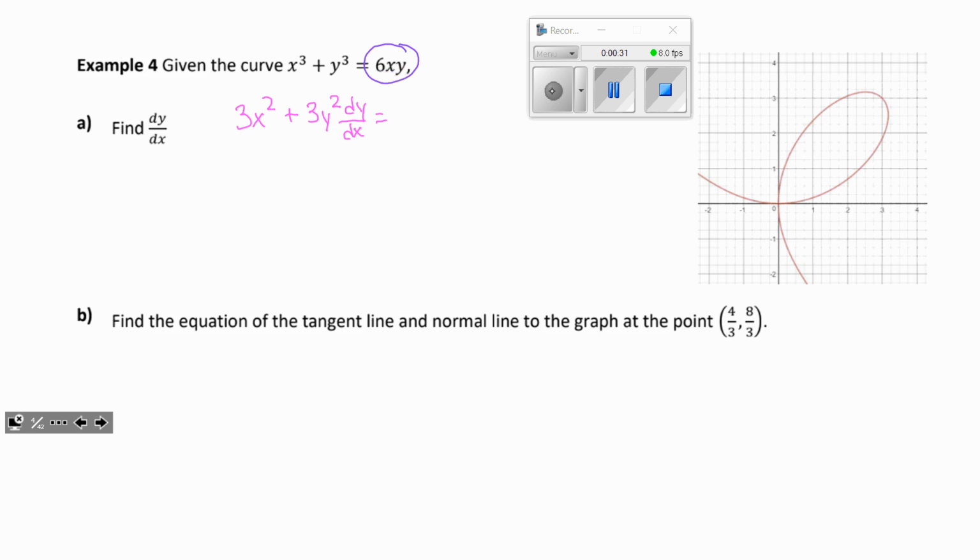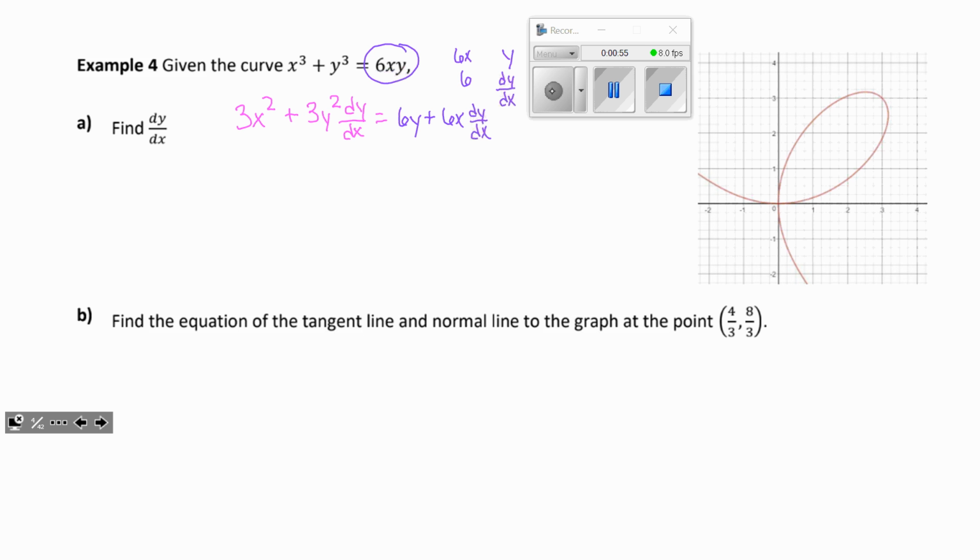So we're going to have to make ourselves our little table. 6x is my first function and its derivative is 6. Y is my second function and its derivative is dy dx. Or do our product rule. So I have 6y plus 6x dy dx.